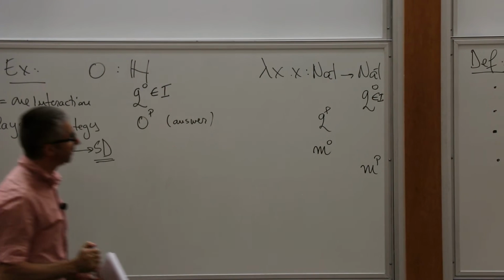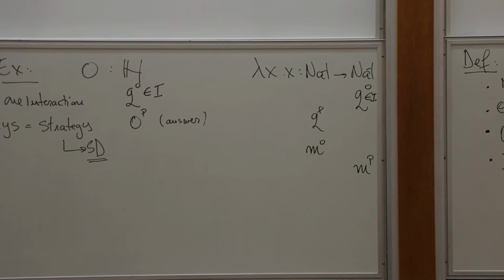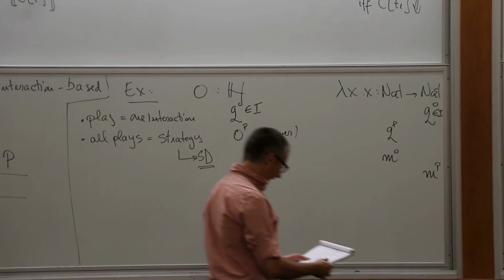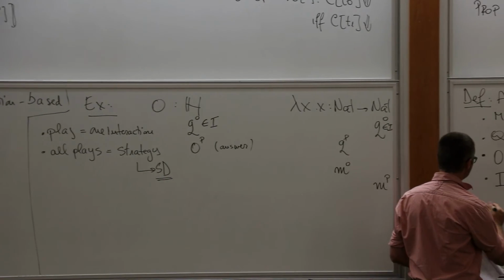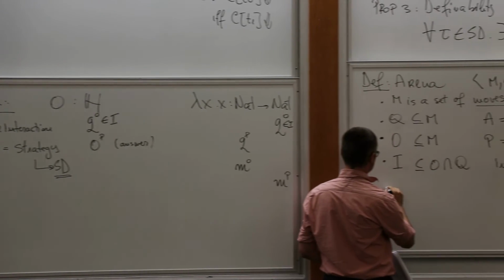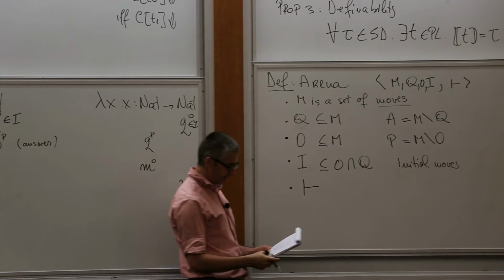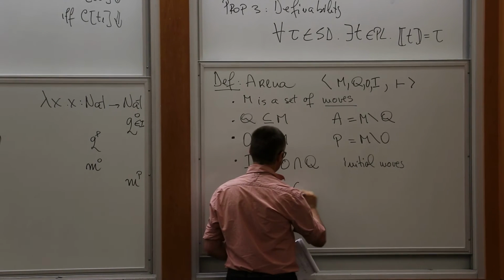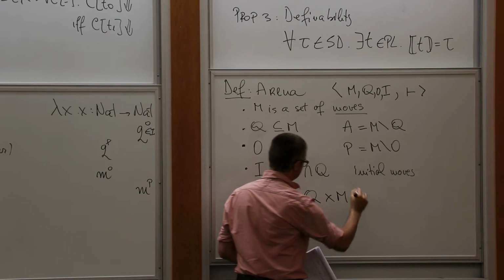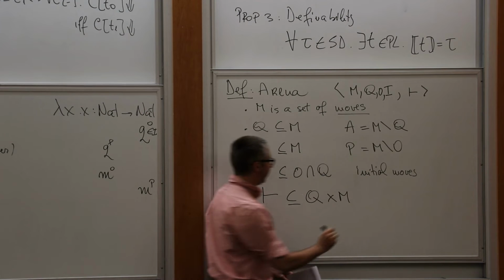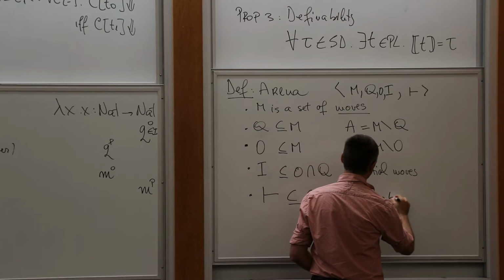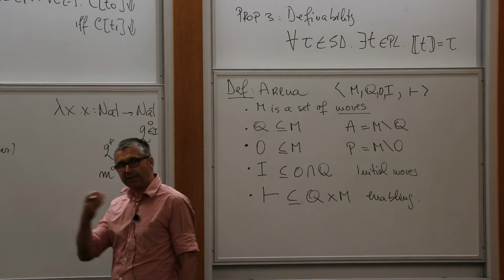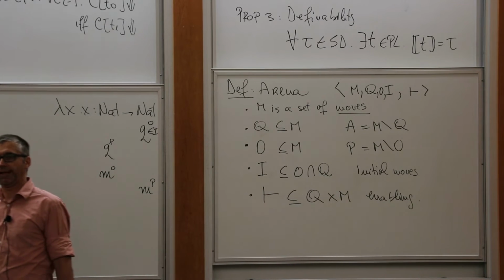This was an initial move. These are, let's say, the designated moves that can start a computation, a play, an interaction. And finally, turnstile is an enabling relation, it's called. It's a relation between questions and moves in general. It is called the enabling, which gives you a basic causal structure in the moves.